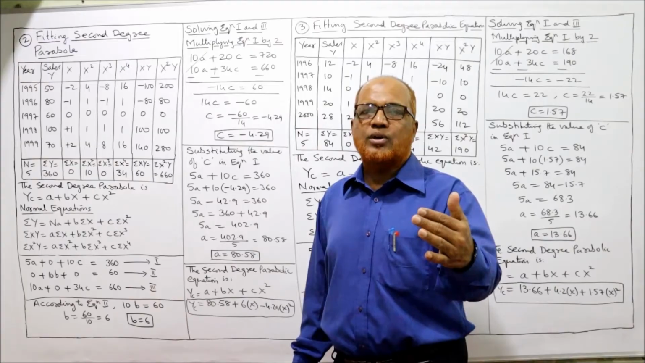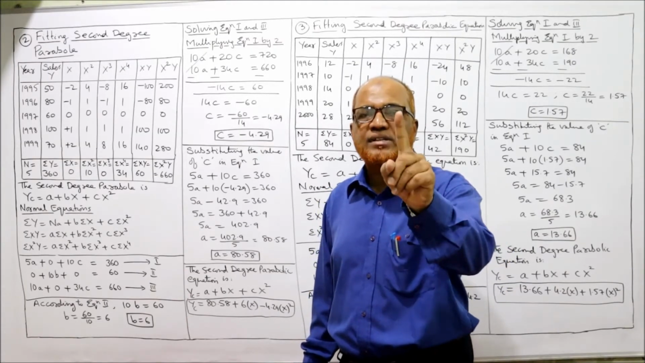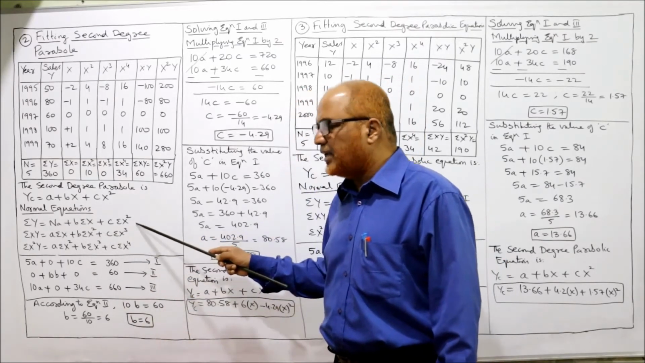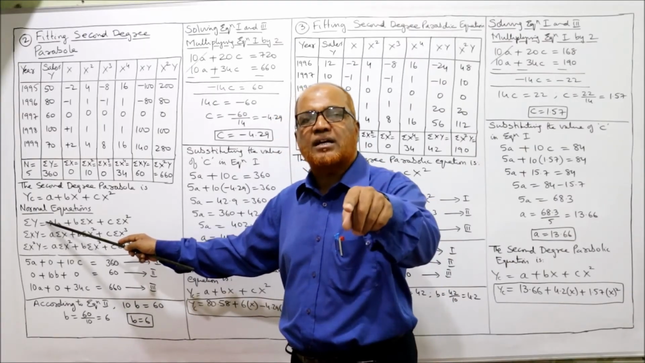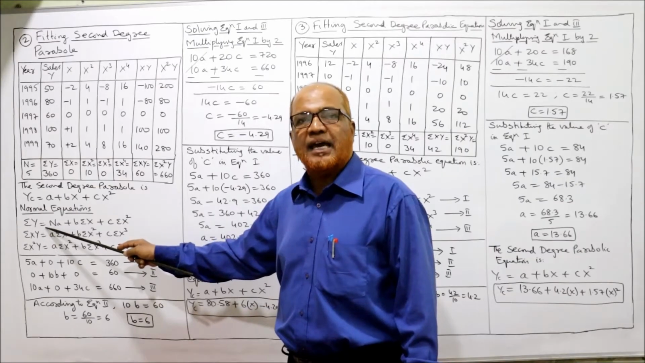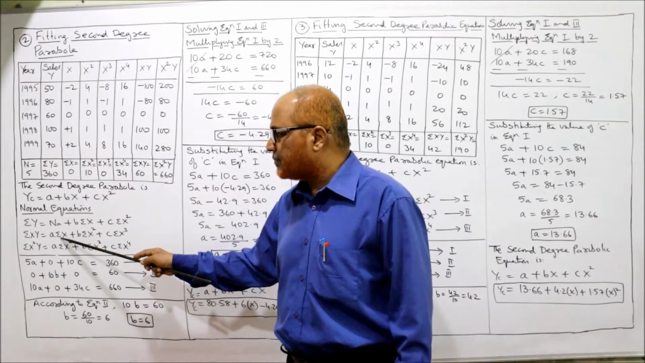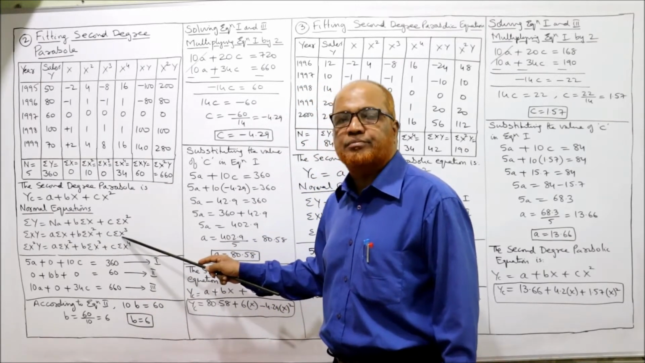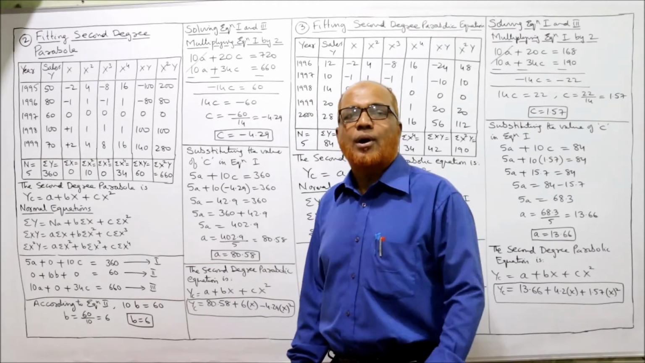Now the second normal equation. How to find the second normal equation? Multiply the first normal equation by x. So here summation y multiplied with x becomes summation xy. Then a summation x, b summation x square, c summation x to the power of 3. Second equation completed.